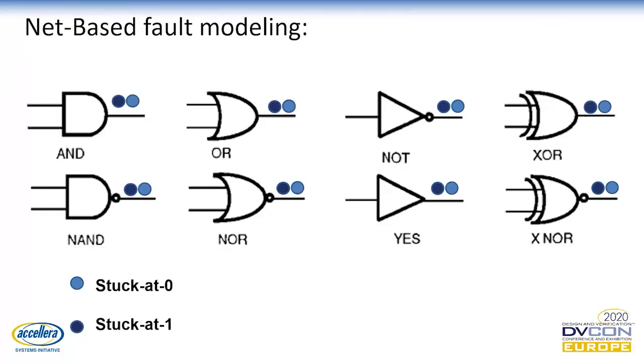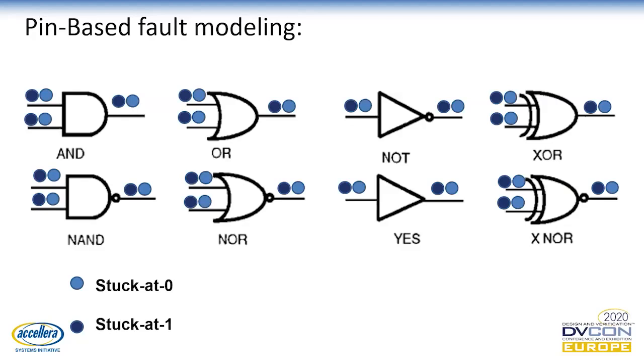These stuck-at faults can occur at the outputs of your gates. Gates are actually the building blocks of all your ICs, right? This is called net-based fault modeling, where the faults are injected at the output net connected to your gates, stuck at 0 or stuck at 1. Similarly, you can also have pin-based faults injected. This means that input and output pins are injected with stuck at 0, stuck at 1 for all the gates.